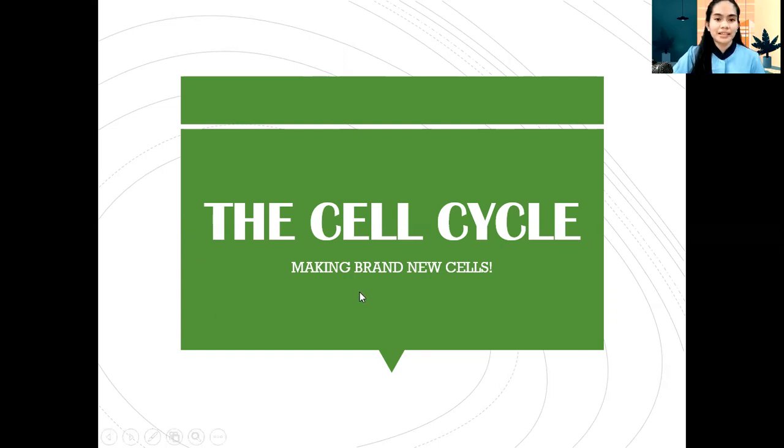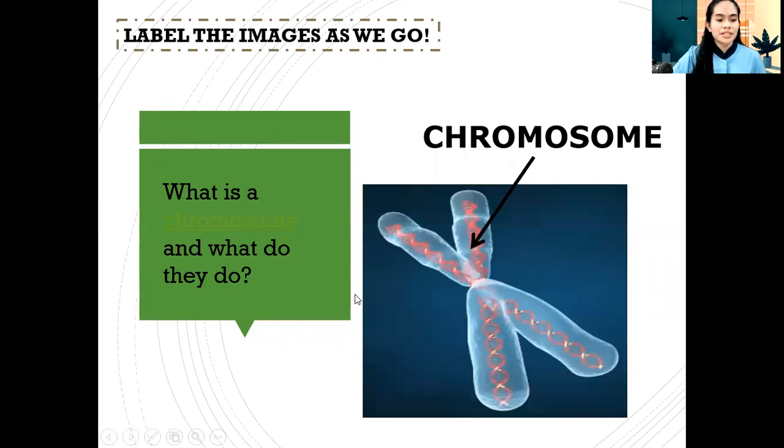So what is cell cycle? There are a lot of terminologies actually that we need to discuss or we need to find out for us to discuss further about cell cycle or for us to understand about cell cycle. So we are going to label the different images or the different parts as we go. So we have here your first is your chromosome. So this is your chromosome. By the way, what is a chromosome and what do they do? So that's what we're going to find out.